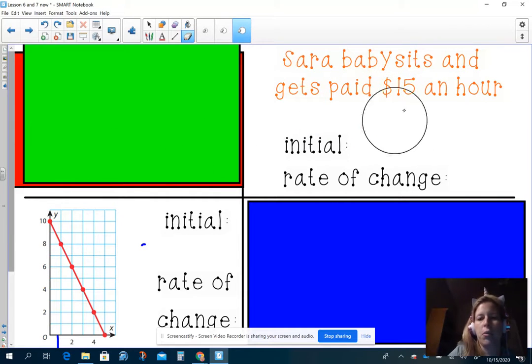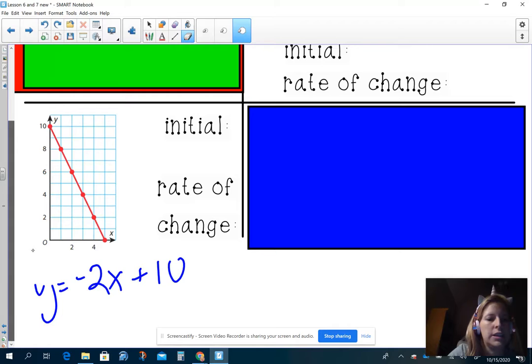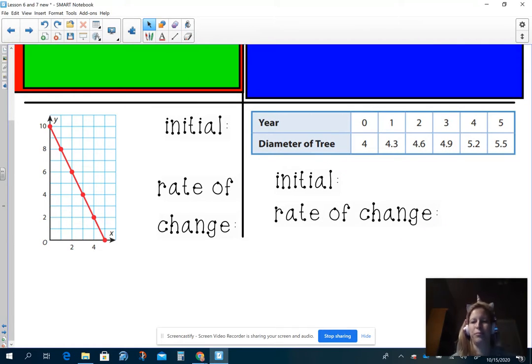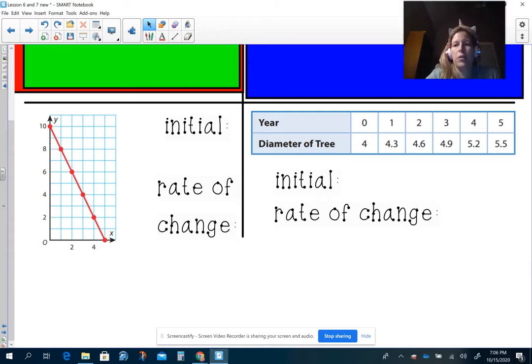Okay, we have one more. We did a graph, we did an equation, we did a word problem. Now we've got a table. Okay, give me my initial value and the rate of change, and take your time on this. You might have seen this on another one of my lessons, but pause my video. Go.